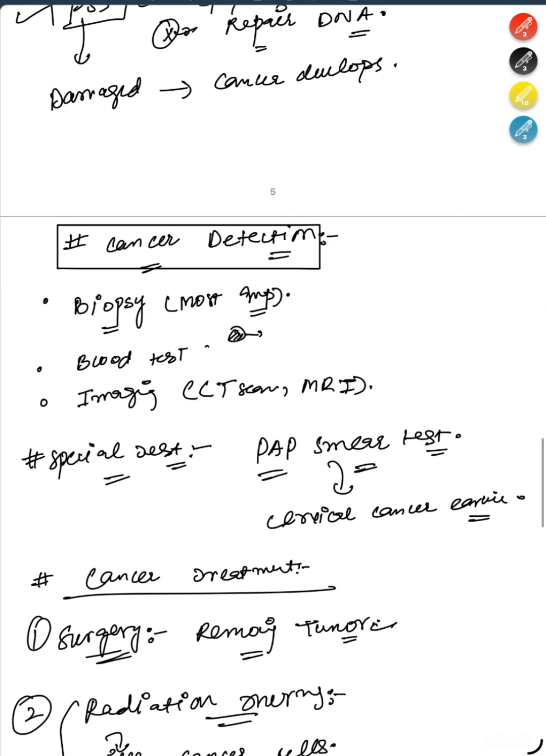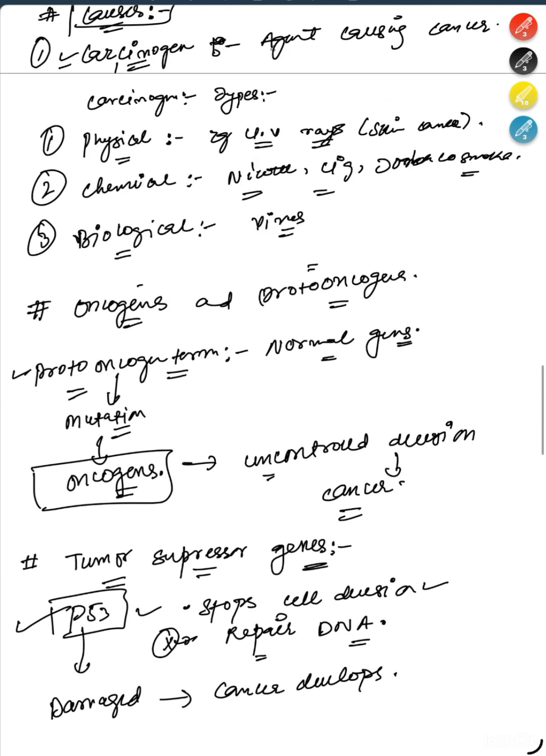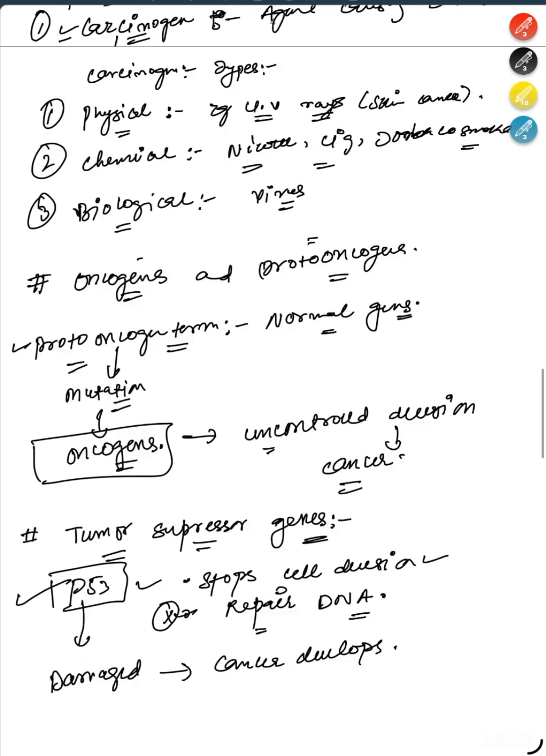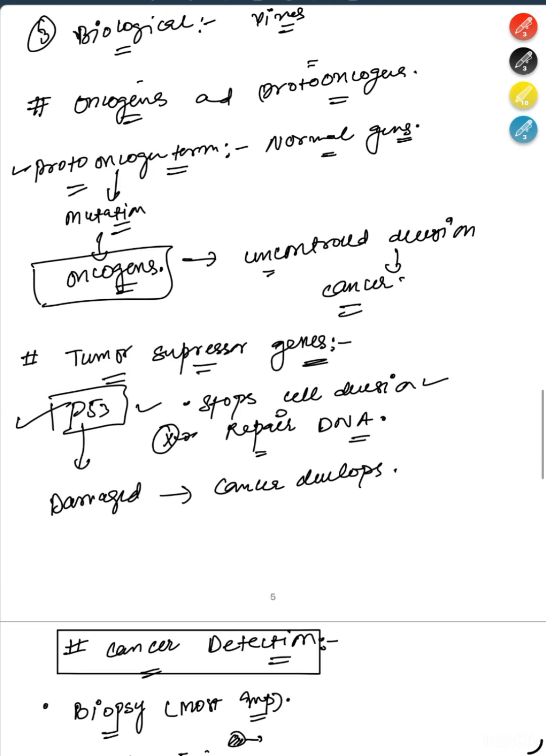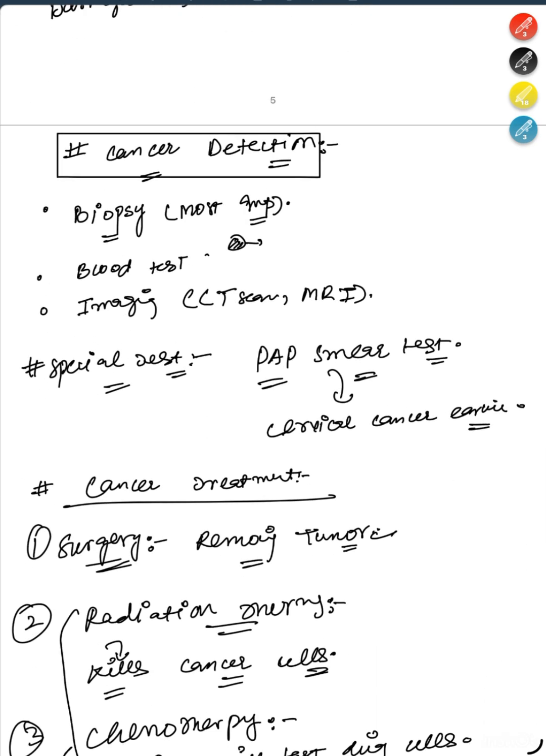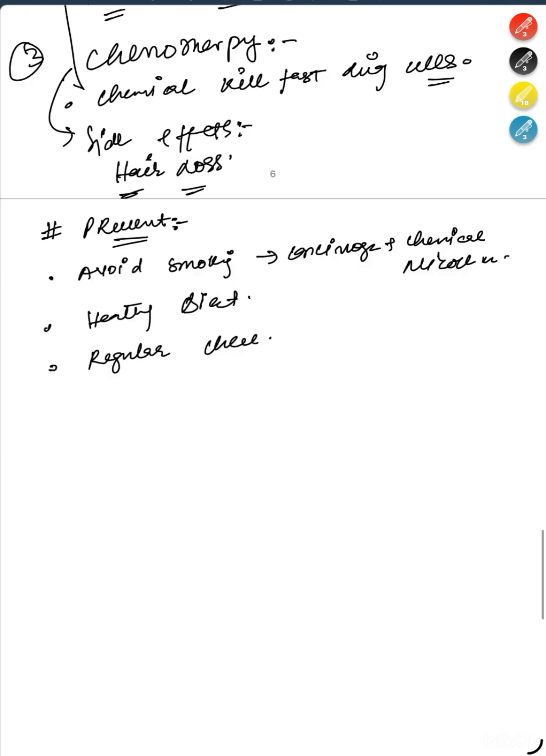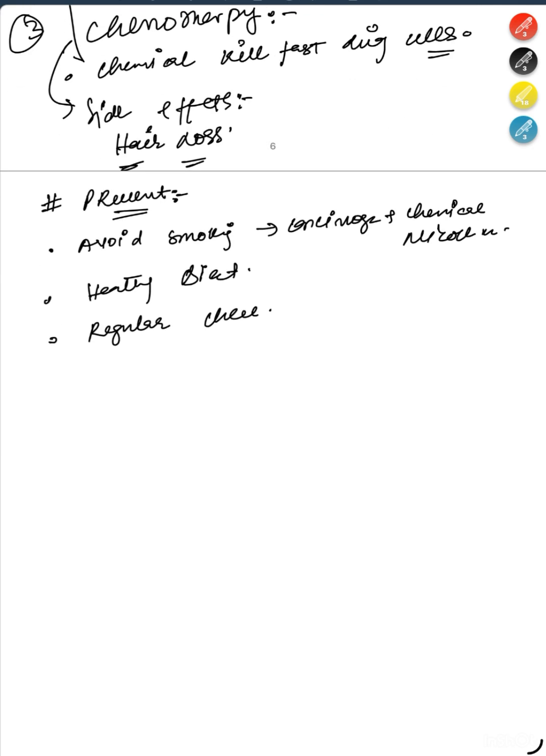Fine. So this was all about the cancer. We first discussed what cancer is, then we discussed the tumor and its types, then we discussed the carcinogens and types of carcinogens, then we discussed the oncogenes and proto-oncogenes. After that, we talked about the tumor suppressor genes. Then we moved into cancer detection. After that we moved into cancer treatment, and at last we talked about some preventions, how we can prevent the cancer in a patient. So this was all about the cancer.